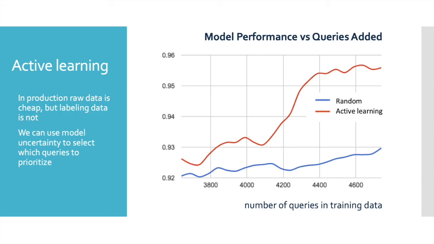Those are queries that are kind of at the label boundaries, and by adding them, your model will improve faster. So you can see in this example graph that in both of these lines, we are adding queries at the same rate, and they are both improving. But by randomly selecting them from the logs, it improves less quickly than if we select them using an active learning selection approach.